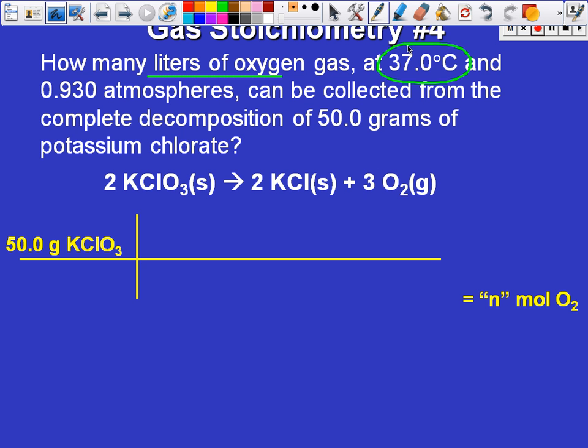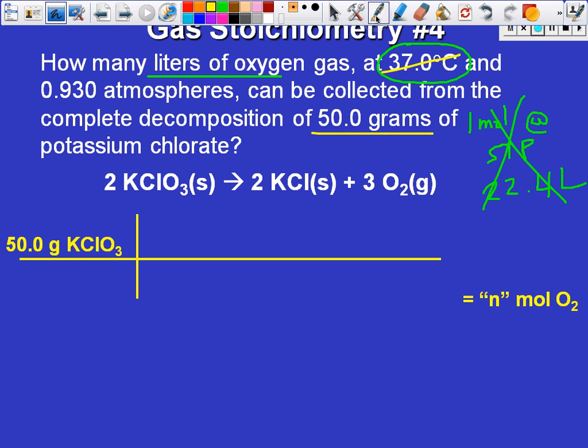Well, the reason there's a problem is because it's no longer at STP. So the relationship of 1 mole at STP equals 22.4 liters, we can no longer use. This relationship is out. So we've got to do something else. How many liters of O2 can be collected at 37 degrees Celsius? Again, we need to change that to Kelvin, so you can go ahead and change that. At 0.93 atmospheres can be collected from a complete dissociation of 50 grams.